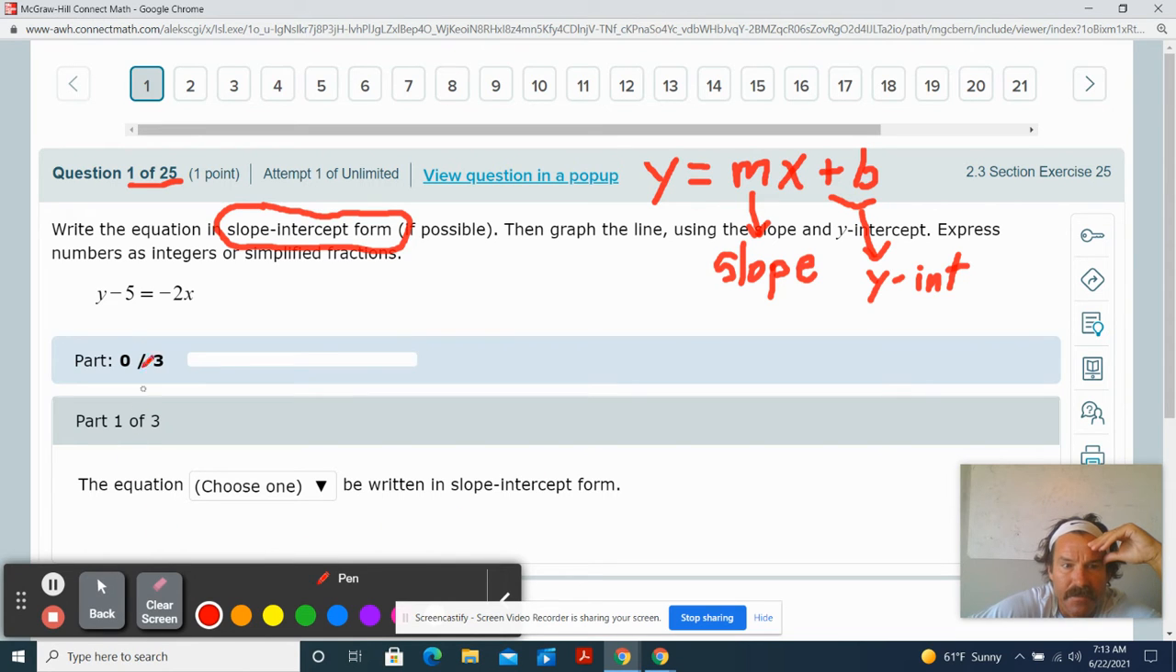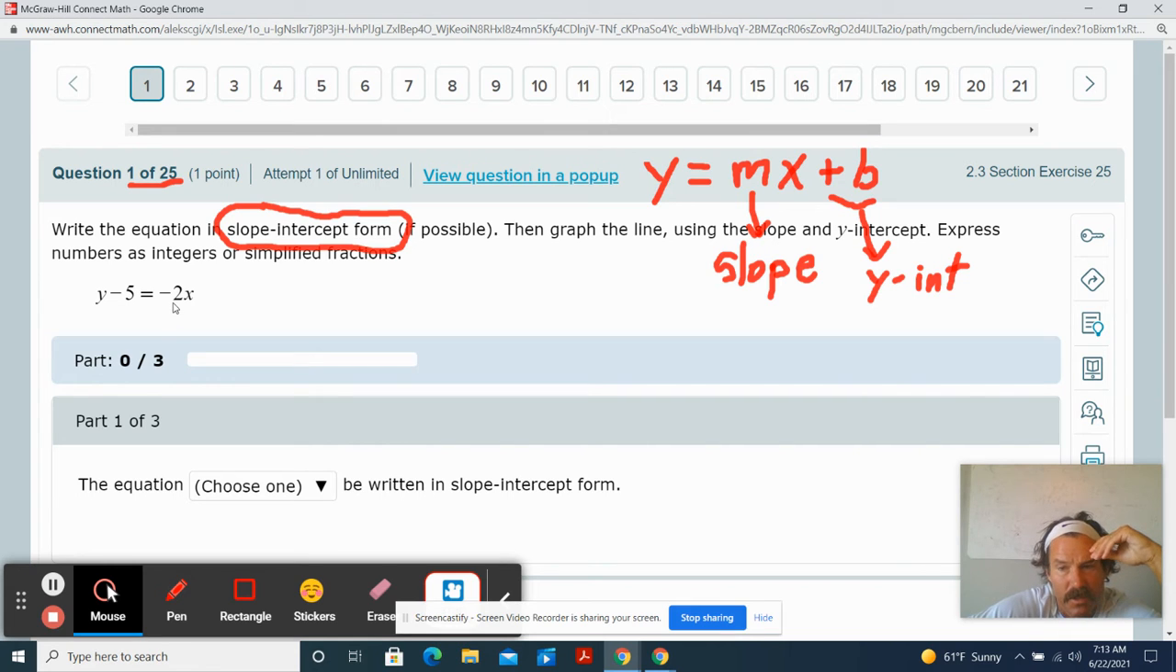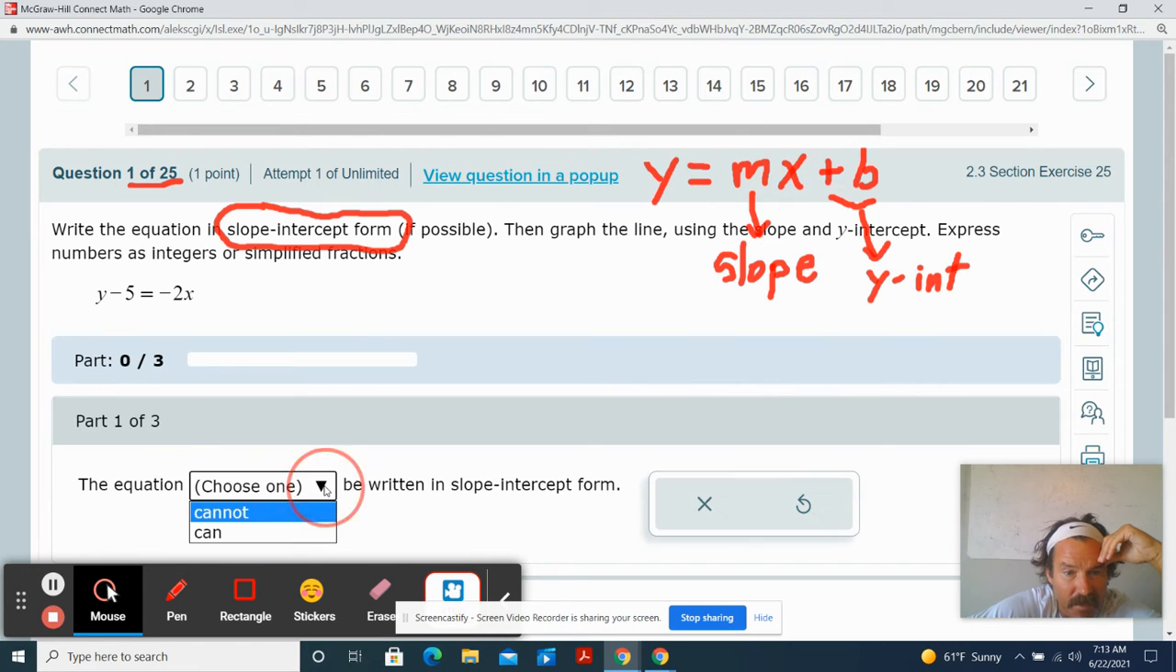The first part says the equation they're talking about is this one here, y minus 5 equals negative 2x. Notice this is not in slope-intercept form. It's almost in slope-intercept form, it's just not solved for y. y is not by itself here on the left-hand side. But this is just a drop-down menu. It says cannot or can.